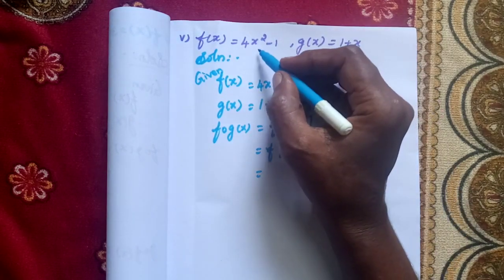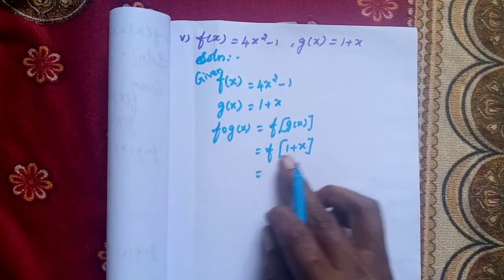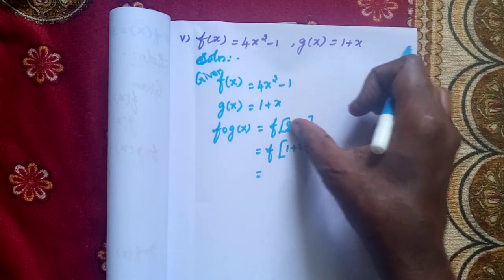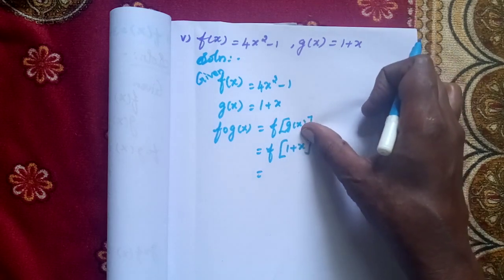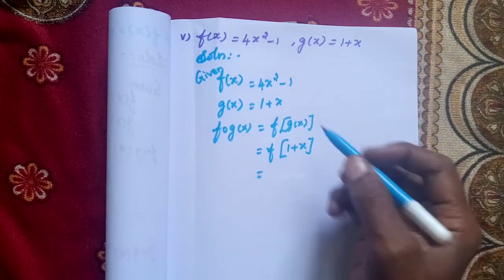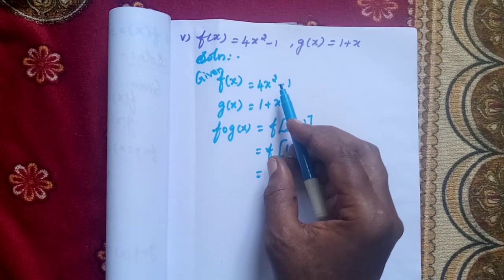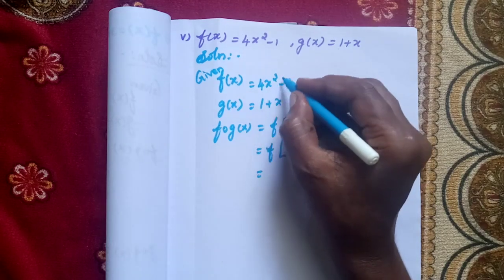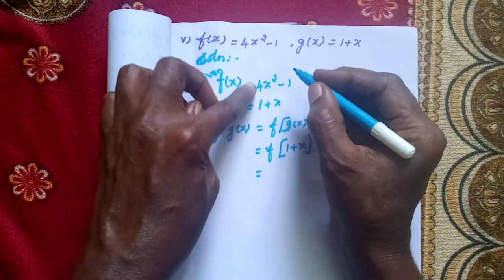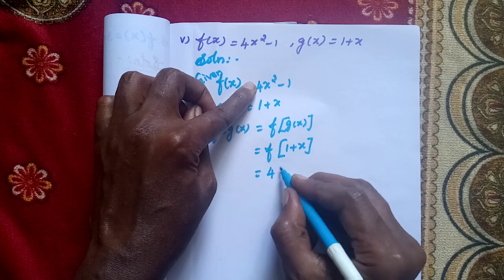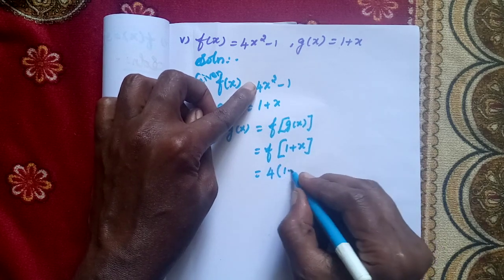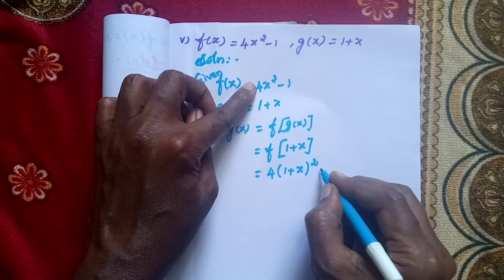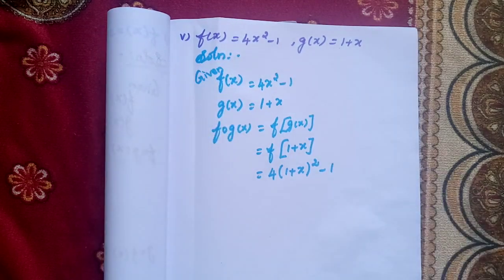Next, what is f of x? Here we want to find f of 1 plus x. First, the g of x value we substitute here. f of x means 4x square minus 1. f of 1 plus x means in place of x we replace 1 plus x. So 4 into, in place of x, 1 plus x the whole square, minus 1.